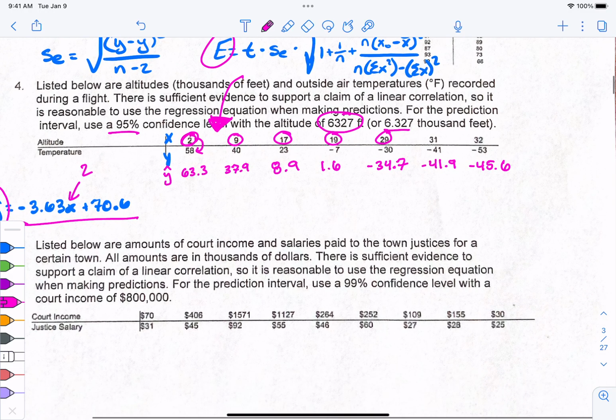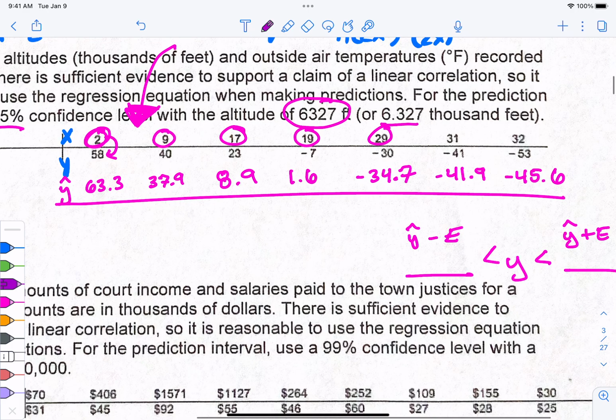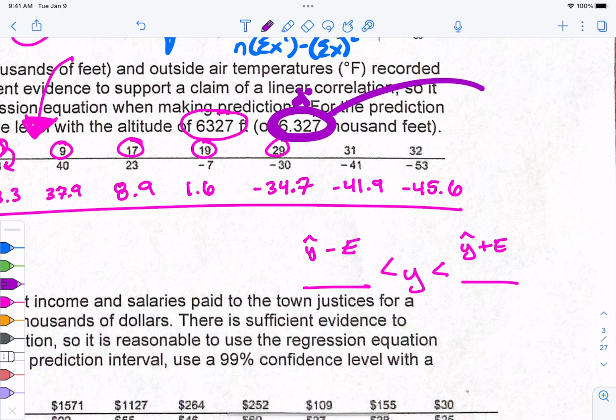So what we're trying to do is figure out what the temperature would be. We're trying to figure out what y should be, but we don't want to give just a definitive value. We want to give a range. So we have to figure out y hat minus the error and y hat plus the error. Got it? So we first need to figure out what y hat is for 6.327. If this is the x coordinate, what would the y hat coordinate be, and how do you find that?